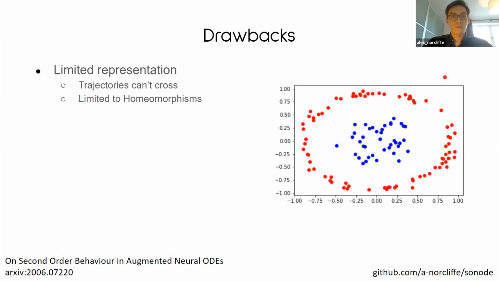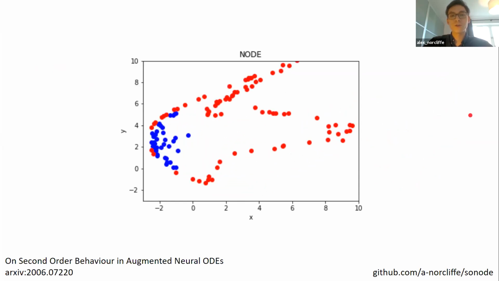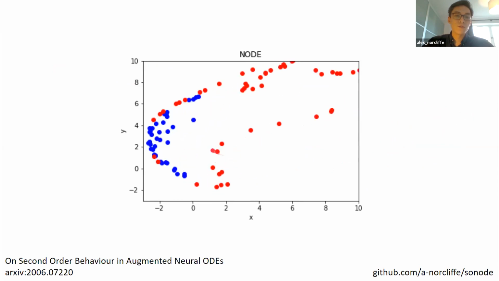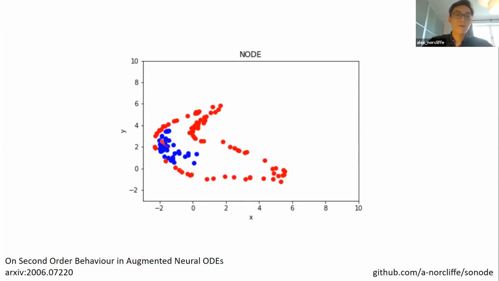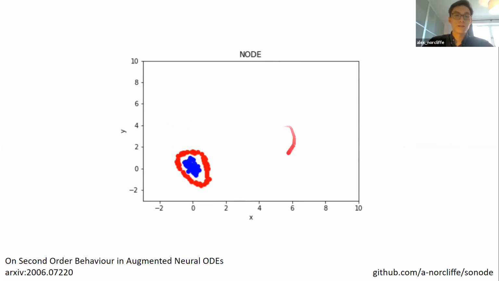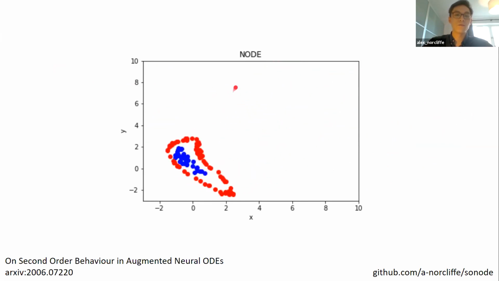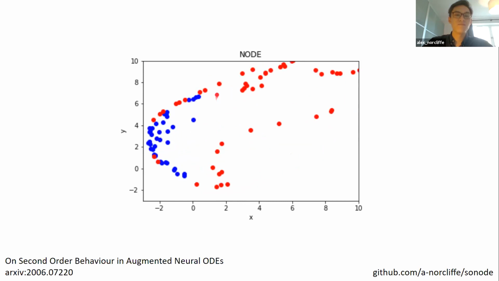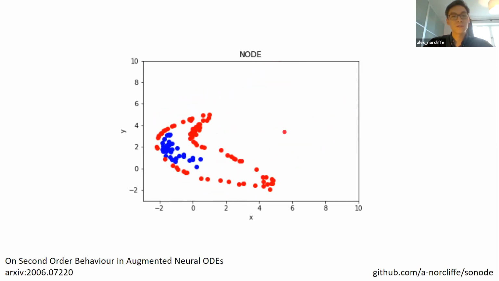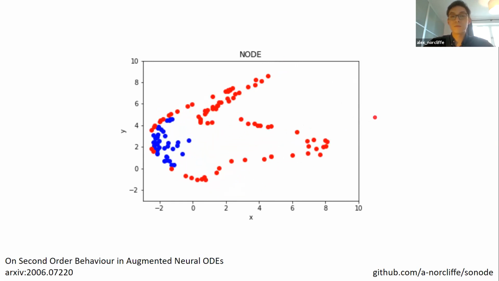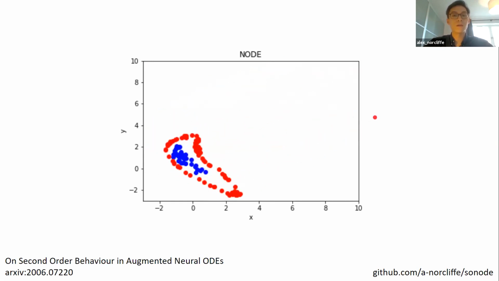I have a GIF of a neural ODE trying to learn that function. You can see the blue points trying their best to get out, but they just can't do it. So the classifier would probably draw a line sort of here, getting some blue points and some red points. But yes, something that's reasonably simple can't be done by a neural ODE.